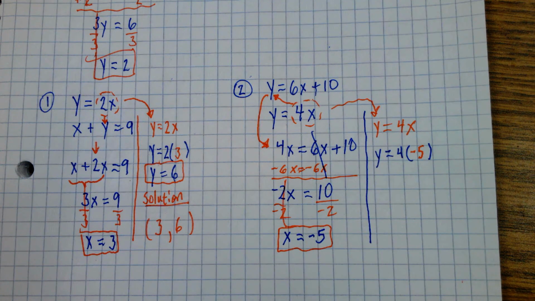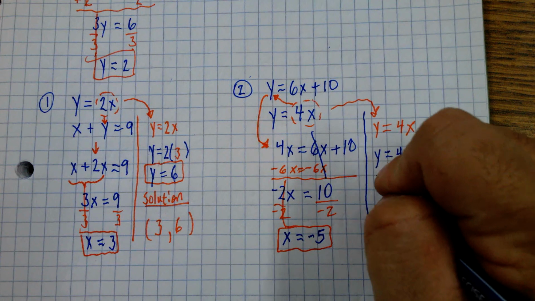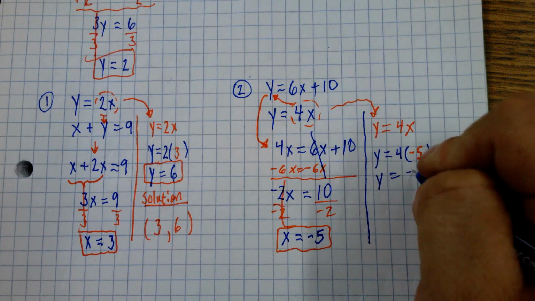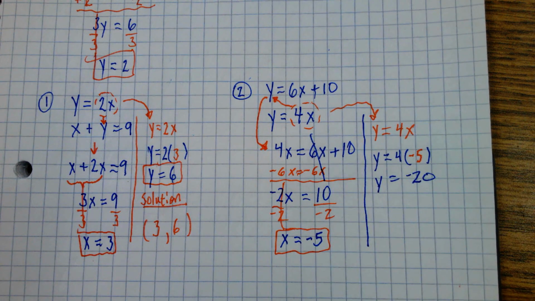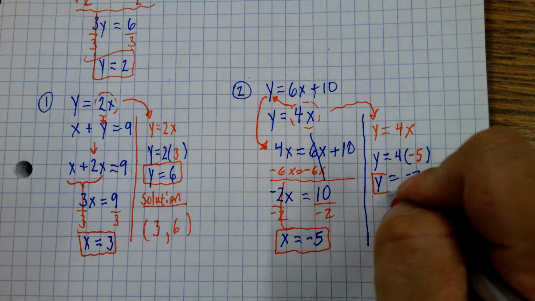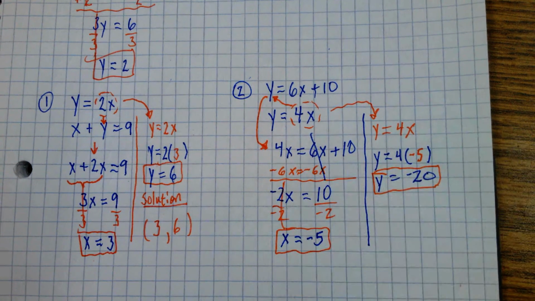And that would give us our answer. What's 4 times negative 5? Okay. And now we have our solution. We know what x is. We know what y is.